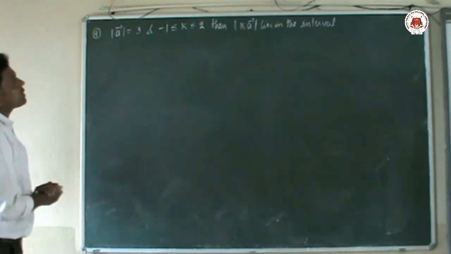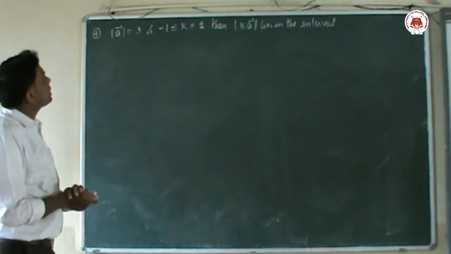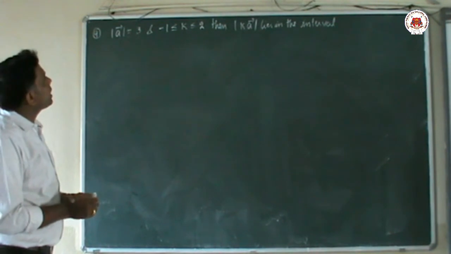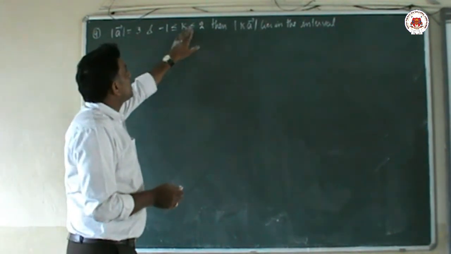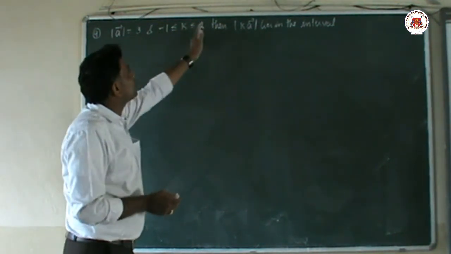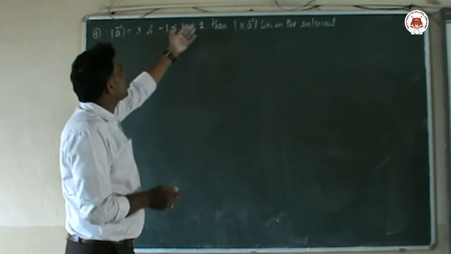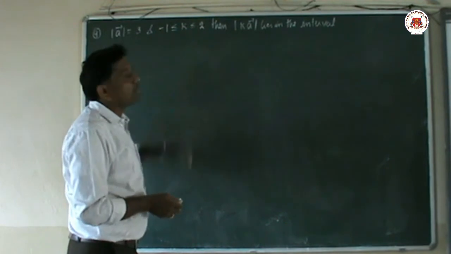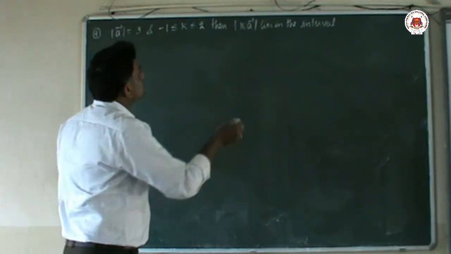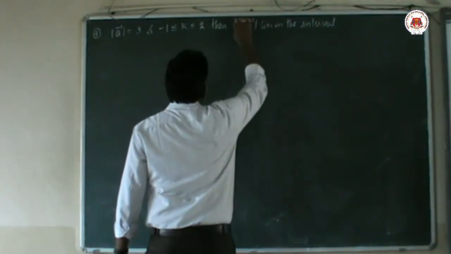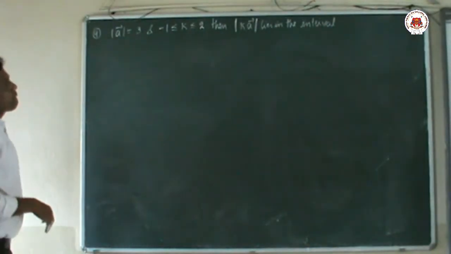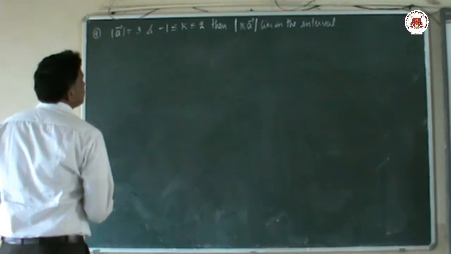So okay children, now this is one of the very good questions. Here mod A is given. Mod of vector A equal to 3, and he has given the range of the k value, which is minus 1 to plus 2. This is the least value, this is the maximum value. And he is asking the value of mod of k into vector A lies in the interval. We have to find its interval.